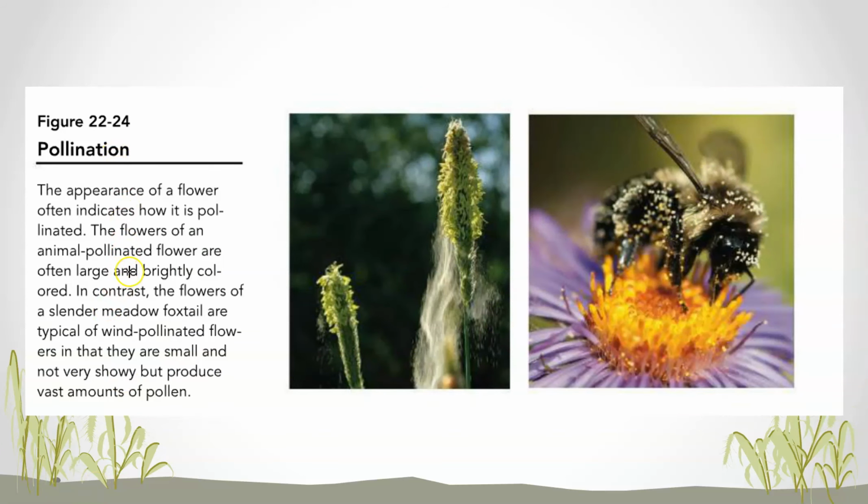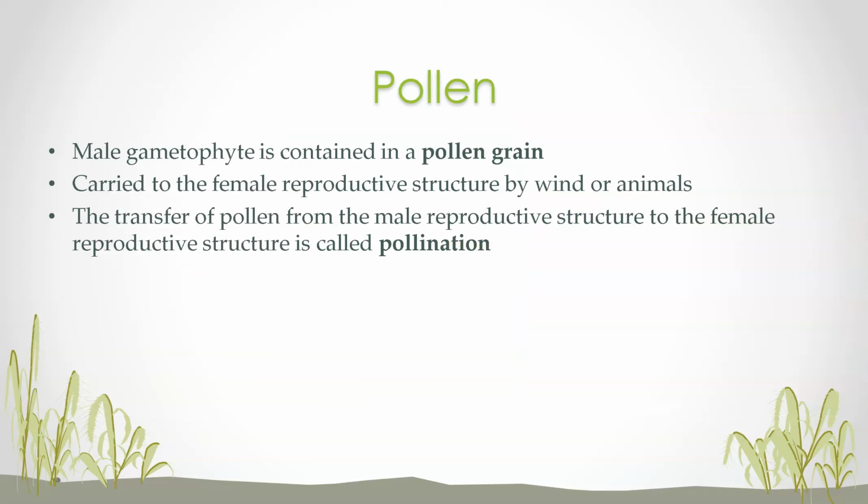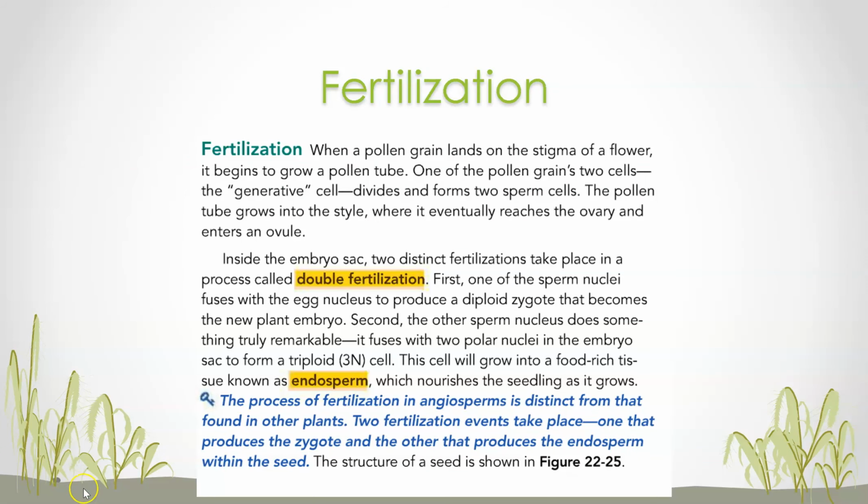Pollination can be done many different ways: by wind, as you can see with the slender meadow foxtail, or by animals like insects. The male gametophyte, again, is contained in a pollen grain. You've seen pollen; most of us are allergic to some sort of pollen. It is carried to the female reproductive structure by wind or animals. The transfer of pollen from the male reproductive structure to the female reproductive structure is called pollination. Pollination and fertilization are not the same thing. Pollination precedes fertilization. Fertilization is when a pollen grain lands on a stigma and grows something called a pollen tube.